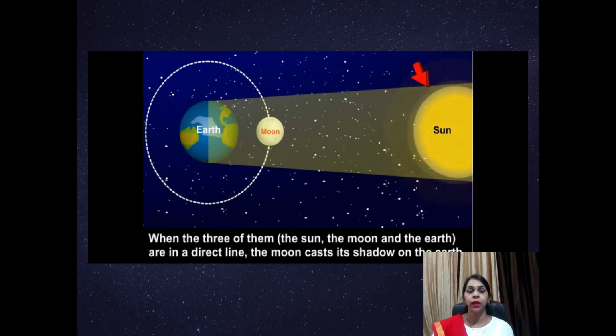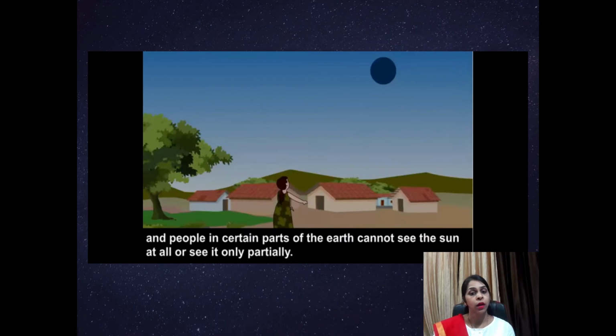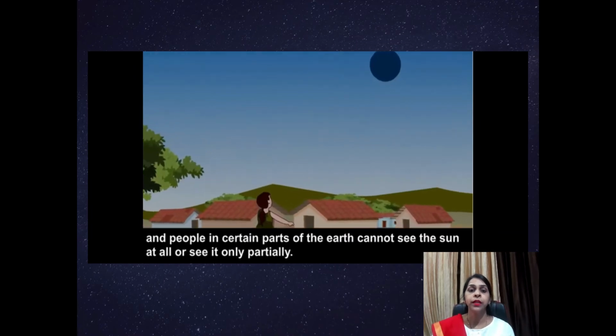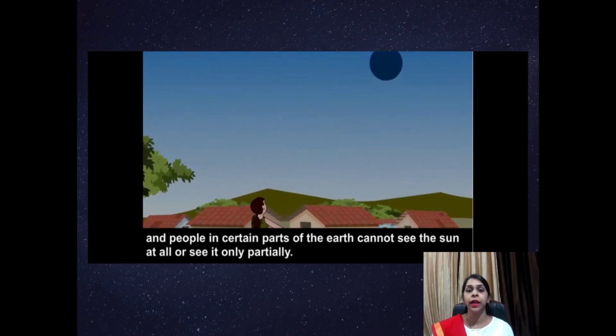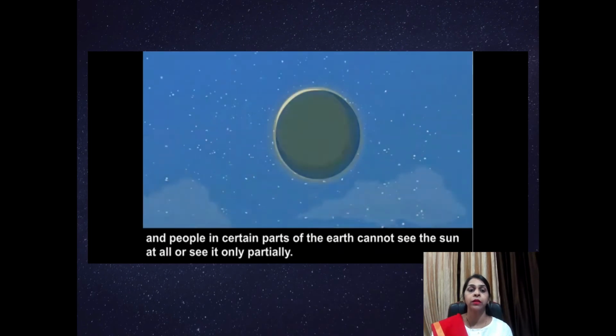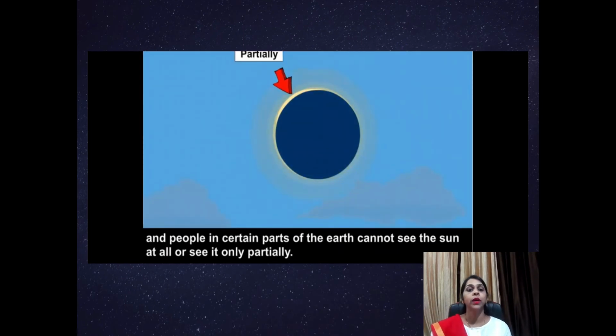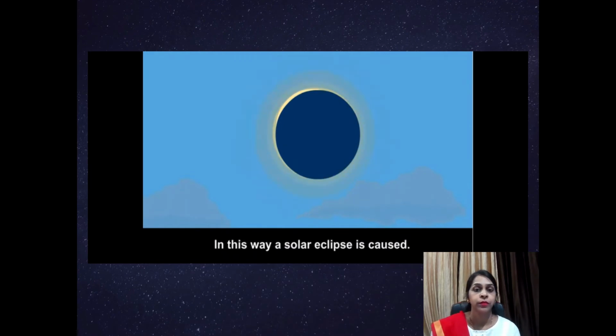When the three of them, the sun, the moon and the earth, form a direct line, the moon casts a shadow on the earth, and people in certain parts of the earth cannot see the sun at all or see it only partially. In this way, a solar eclipse is cast.